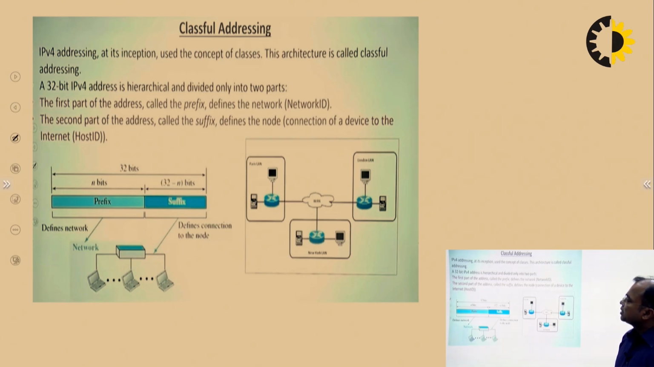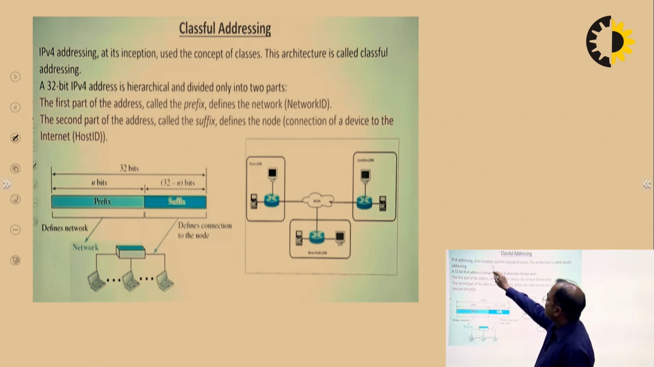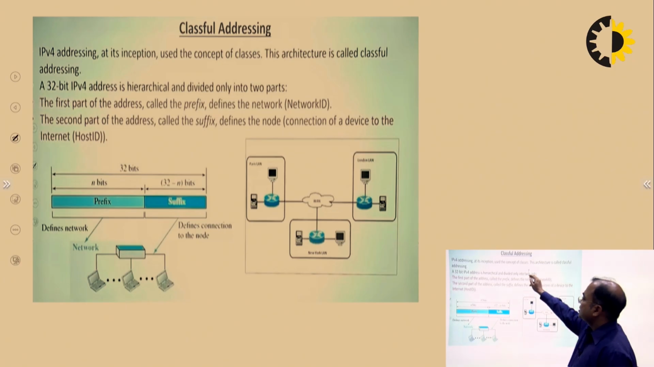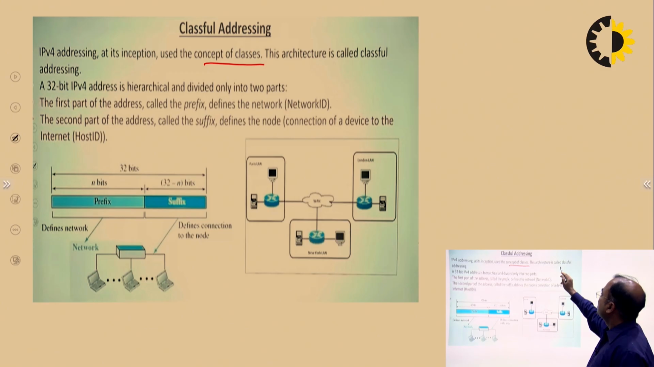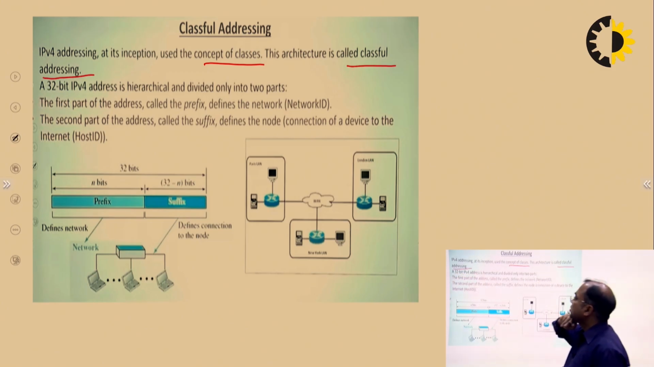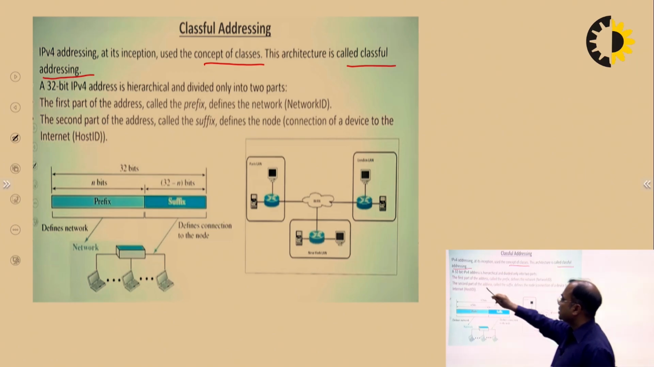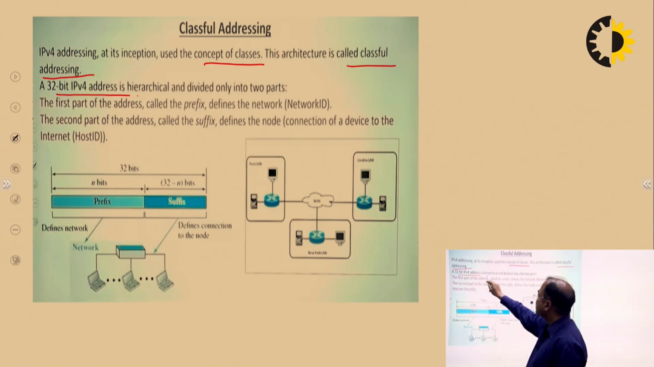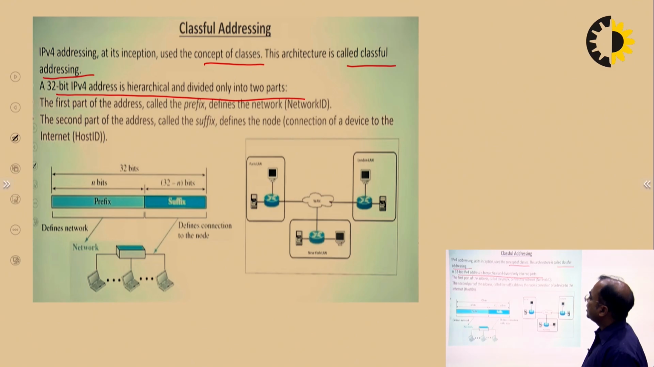Now we are concerned with classful IP addressing. IP addressing at its inception used the concept of classes, meaning there is a class in an IP address, and this architecture is called classful addressing of the IP. It has a 32-bit IP address, which is hierarchical and divided into only two parts.